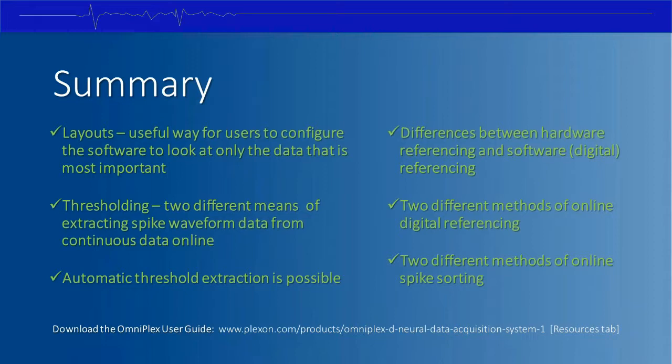We talked about thresholding or extraction. OmniPlex has two different means for waveform extraction. There's the standard method, where waveforms align to the threshold crossing. There's the aligned extraction method, where waveforms are aligned to the maximum amplitude. Auto extraction is also possible. This is based upon a snapshot of data, a mean, and standard deviation.